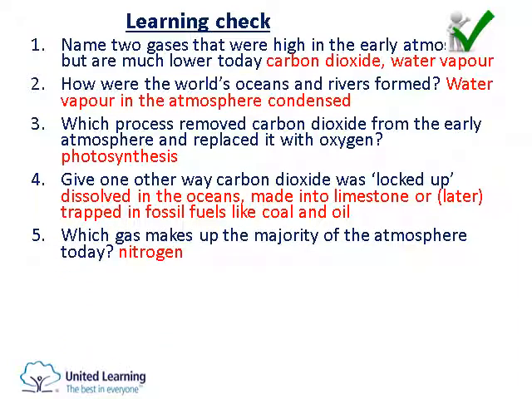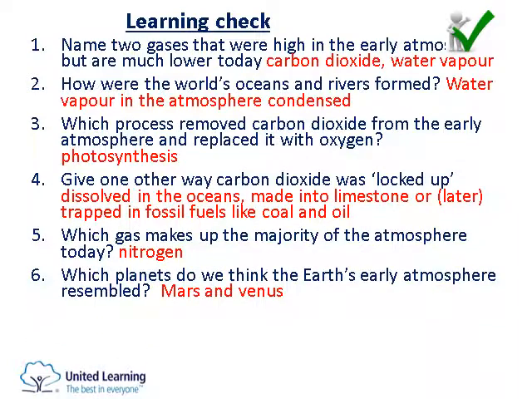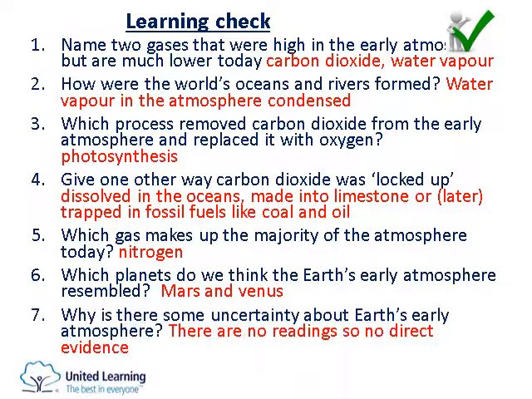The gas that makes up the majority of the atmosphere, we've got 78% nitrogen. We think that the Earth's early atmosphere looked much like Mars and Venus today. And then there's some uncertainty about the Earth's early atmosphere because we don't have any clear evidence, because obviously it was so long ago. So please make sure you've marked and improved them. Give yourself a mark out of 7 if you wish.